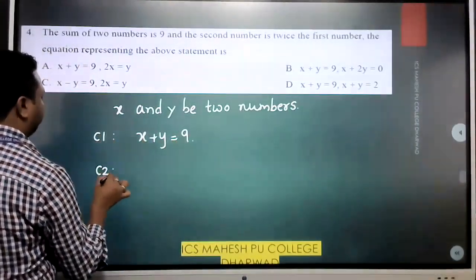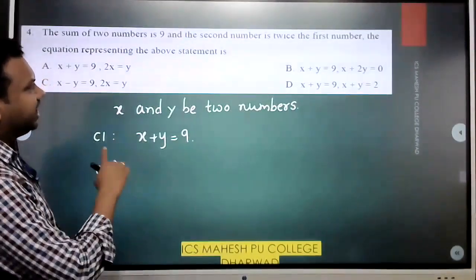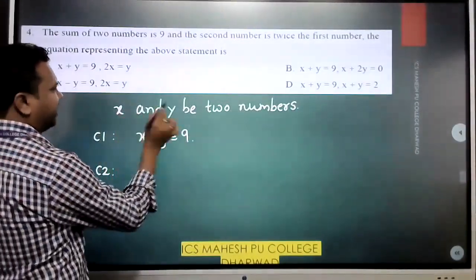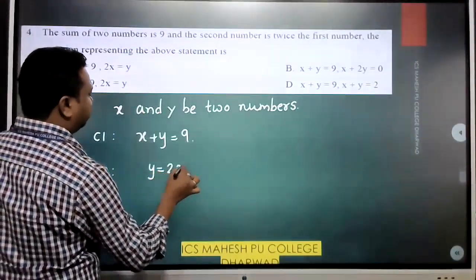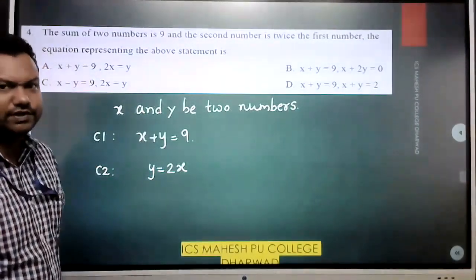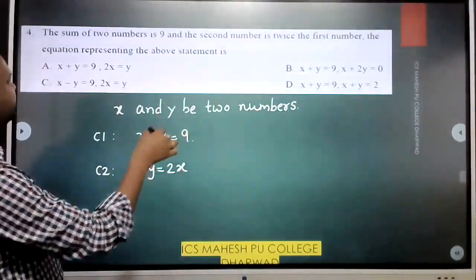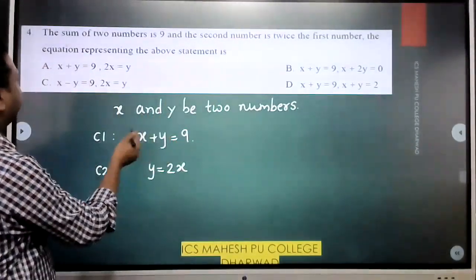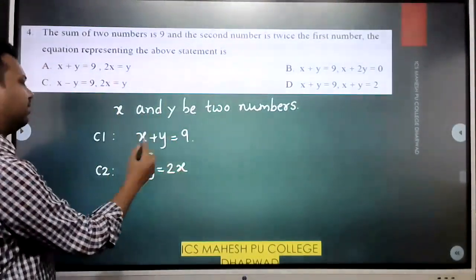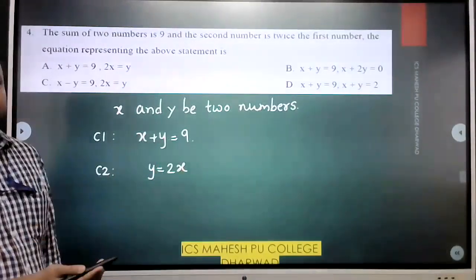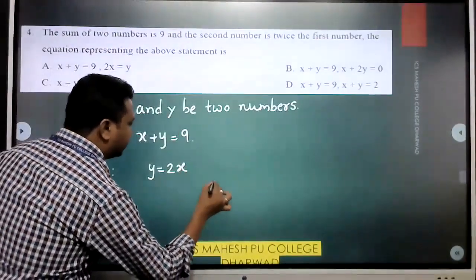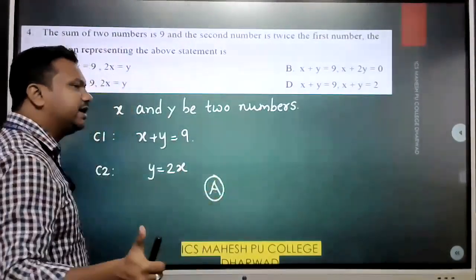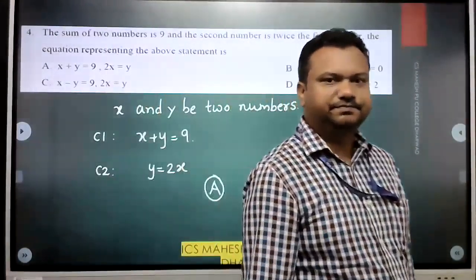Now what is condition number 2? The second number, that is the second number we have taken as y, is twice the first number, that is y is equal to 2x, right? So what you can observe, option A: x plus y is equal to 9 and 2x is equal to y. Y is equal to 2x or 2x is equal to y, however, the answer remains the same. Therefore, what is the right choice in this case? Option A is correct. Clear?